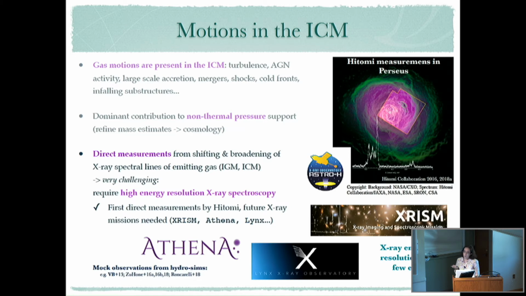And this, of course, requires that the spectral resolution is very high, of order of a few eV, in order to be able to measure this non-thermal broadening and the shift as well. And to do this, we had just one example so far that provided real measurements, not upper limits, of these velocities, which was Hitomi, and it did it for the center of the Perseus cluster. And we will have in the near future XRISM, which is a successor of Hitomi, and possibly and hopefully Athena and Lynx later on to continue on this high resolution spectral path.